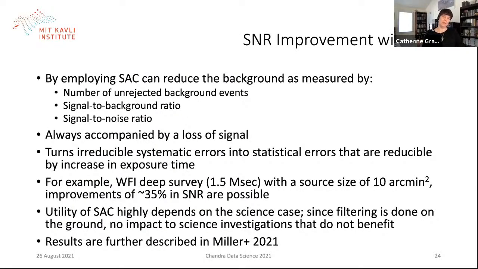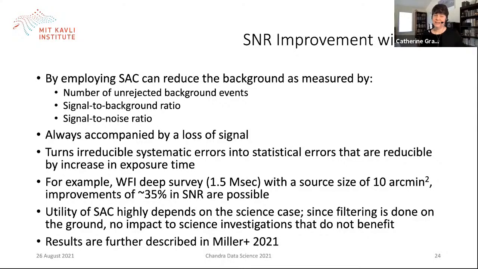By employing SAC, you can reduce the background as measured in a number of ways. You can reduce the number of unrejected background events. You can sometimes improve your signal to background ratio and your signal to noise ratio, but it's always accompanied by a loss of signal. What it's essentially doing is turning the irreducible systematic errors into statistical errors, which are reducible if you just increase your exposure time. So, for example, the WFI deep survey is planned to be 1.5 megaseconds. So in that survey, if you assume a source size of 10 arc minutes squared, improvements in the signal to noise ratio of up to 35% are possible. And that might be important for some science cases.